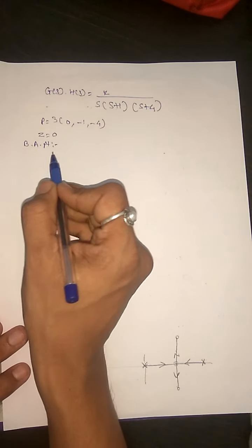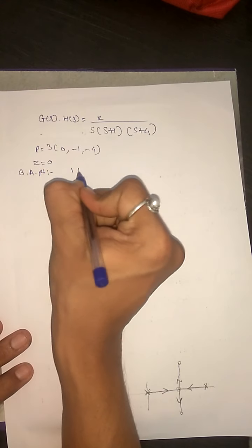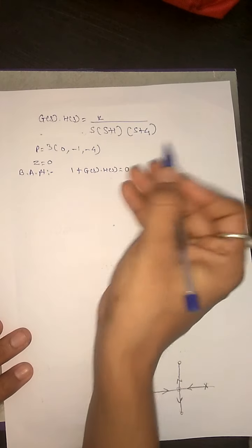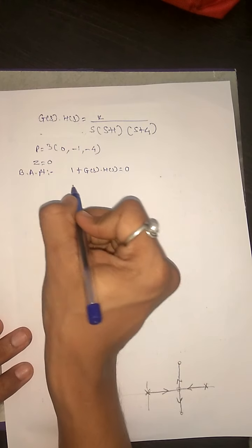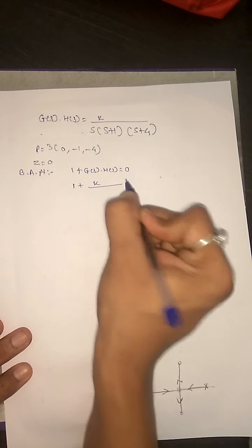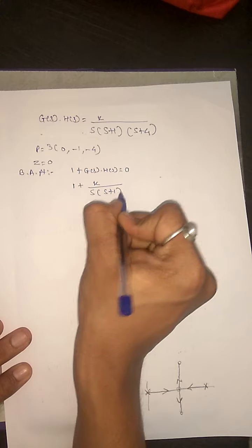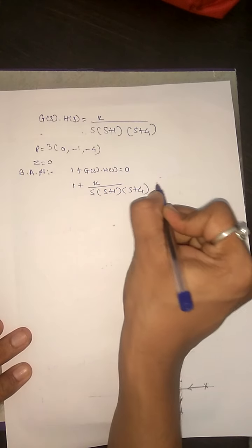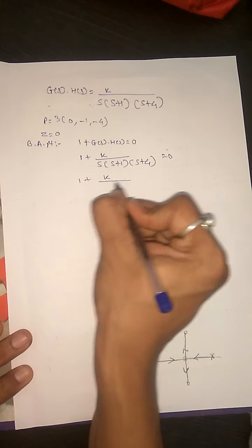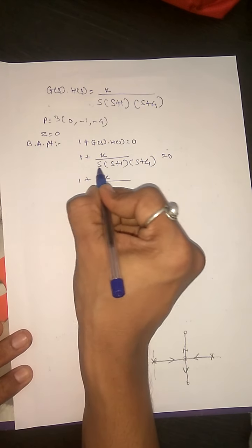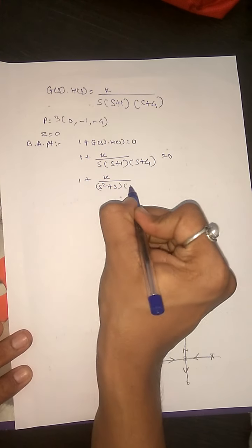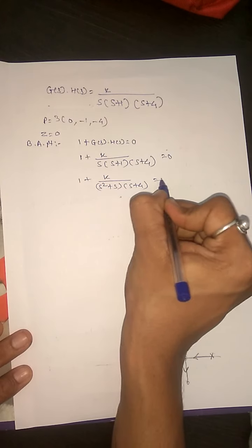So for the breakaway point, the first step is the characteristic equation: 1 plus G(s)H(s) equal to 0. I'm writing it in the given form: 1 plus G(s)H(s) is K by s(s plus 1)(s plus 4) equal to 0. Simply solve this: 1 plus K by s square, solving these two brackets, s square plus s, the second bracket is s plus 4, equal to 0.